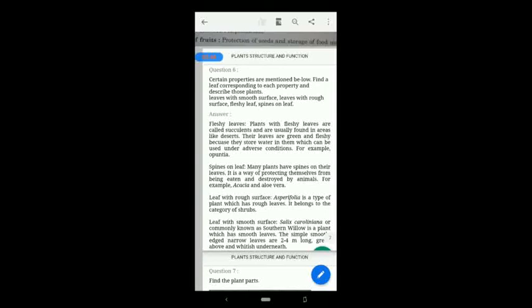Next question we have is: certain properties are mentioned below. Find a leaf corresponding to each property and describe those plants. The leaves are given, and the description is given, and you have to write about it and identify which plant will be having such leaves.